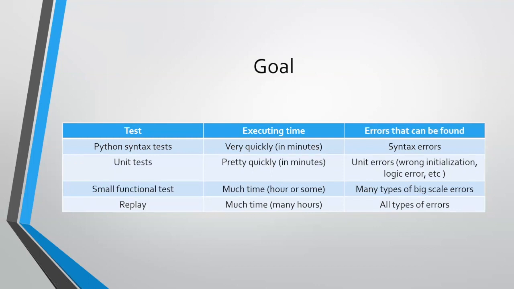So it would be easier for developers to find out the state of their code. They wouldn't need to run replay to know if there are some unit errors or some other errors that can be found with a small functional test. Ideally, a small functional test would be like a replay, but smaller and would require much less computing power, and we would like it to run locally, so it would be easier for developers.